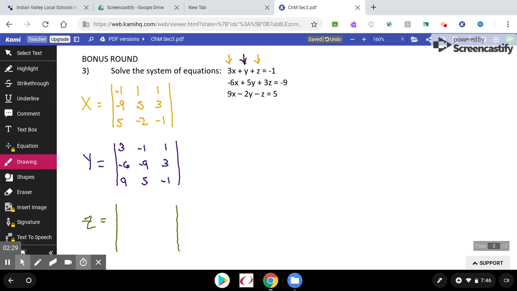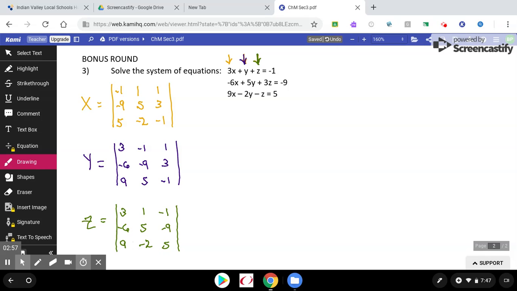So again, if I'm looking for the z's, I want to leave the z coefficients out. So I put that -1, that -9, and that 5 in place of them. But I leave the other ones. So I keep the 3, the -6, and 9. I keep the 1 and the 5 and the -2. And I just need to find the determinants.